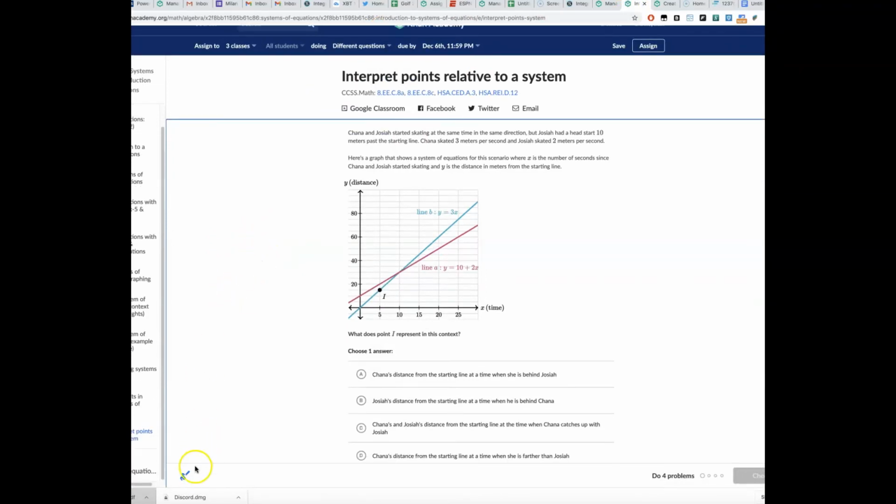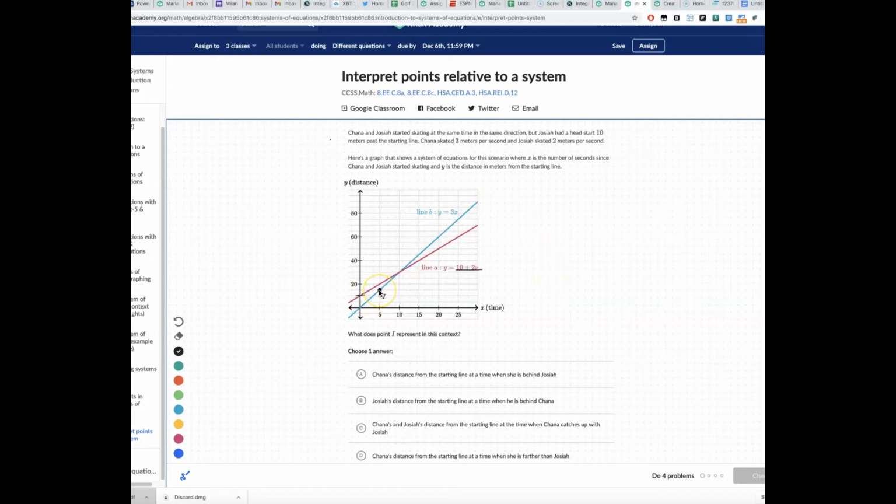All right, let's see. Start at the same time in the same direction, but Josiah had a head start 10 meters past the starting line. So that's this right here. So this one must be Josiah's. Started 10 meters past the starting line, and then 2 meters every second. So that is exactly what this is saying right here. This 10 is this, and then the 2 is the fact that we're going up 2 over 1, up 2 over 1. Shauna, 3 meters per second, but didn't get a head start, so started behind. So there's a 10-meter gap here, but she closes it and then actually goes out in front.